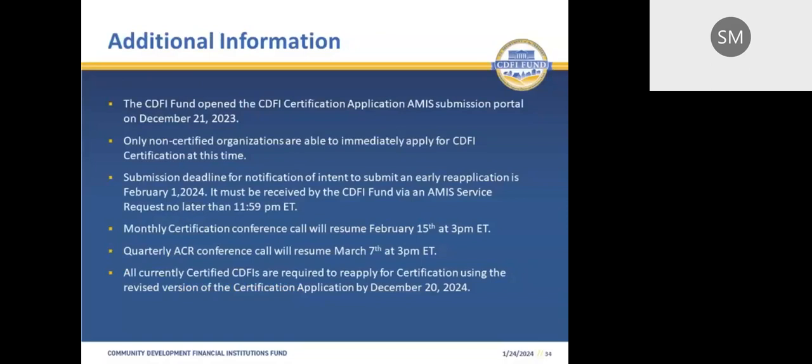To apply for early reapplication, currently certified CDFIs must notify the CDFI Fund of their intent to submit an early reapplication no later than February 1st, 2024. Slots are limited to 700 CDFIs, and as of right now, approximately 500 slots are still available. CDFIs that apply early for recertification and are not recertified may submit another application before the end of the grace period, which is December 20th, 2024, if they feel that they can fix any issues identified in the early submission application.